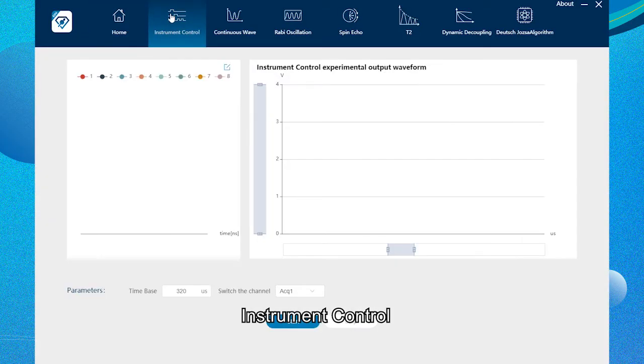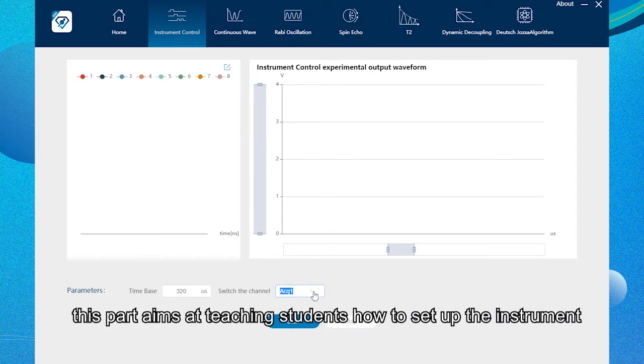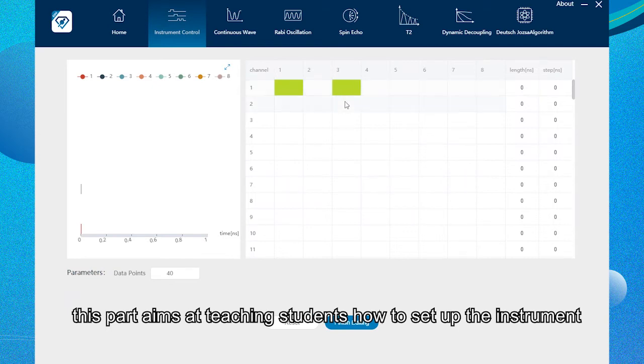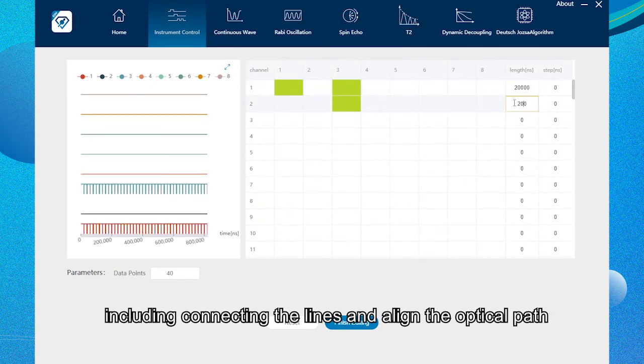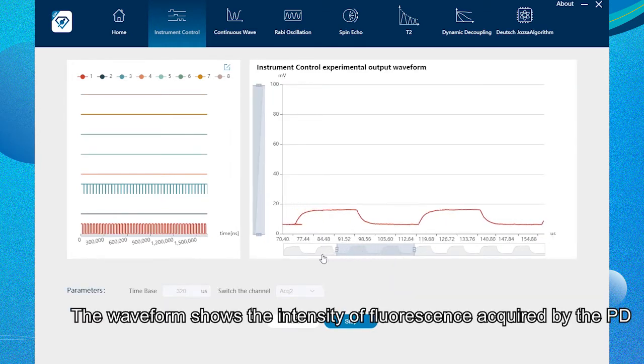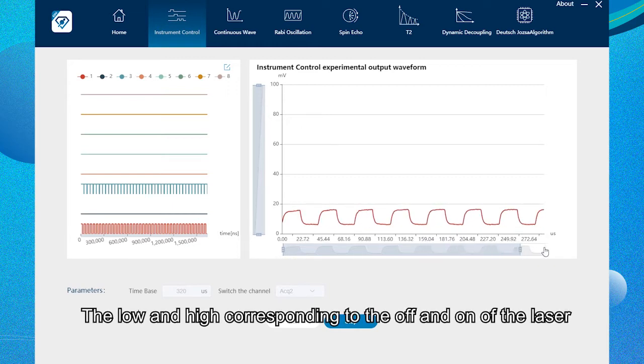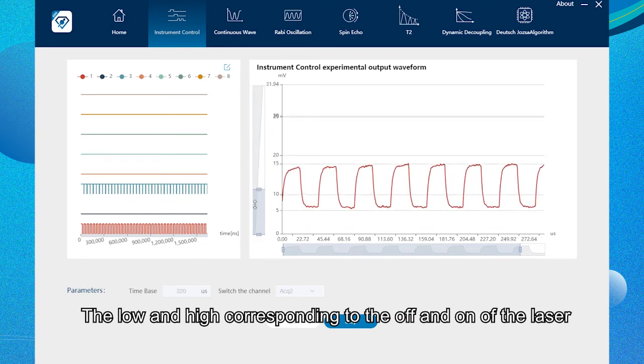Instrument control. This part aims at teaching students how to set up the instrument, including connecting the lines and aligning the optical base. The waveform shows the intensity of fluorescence acquired by the PD. The low and high correspond to the off and on of the laser.